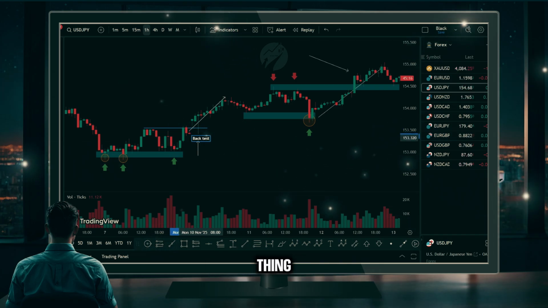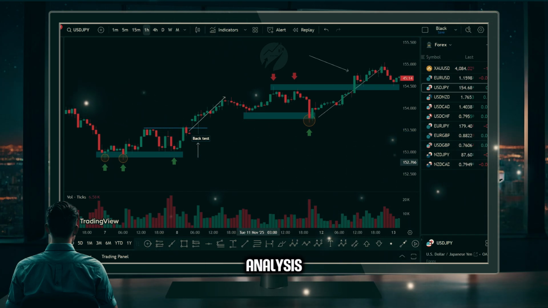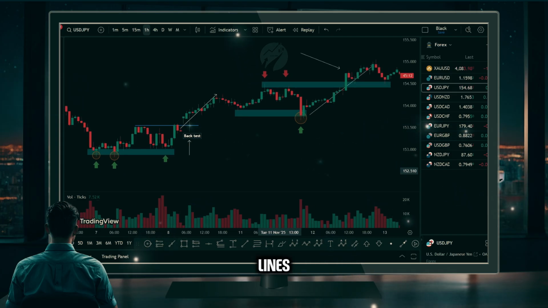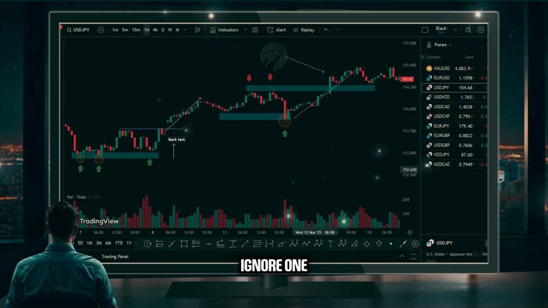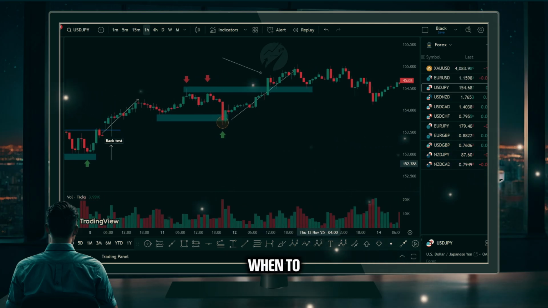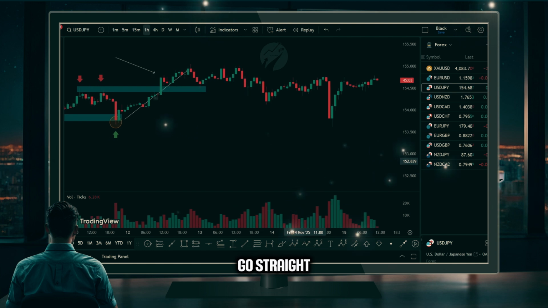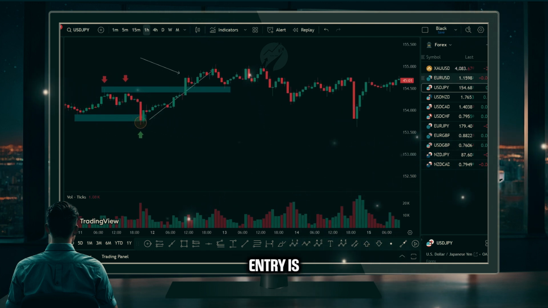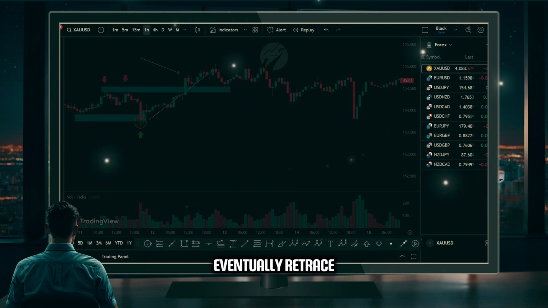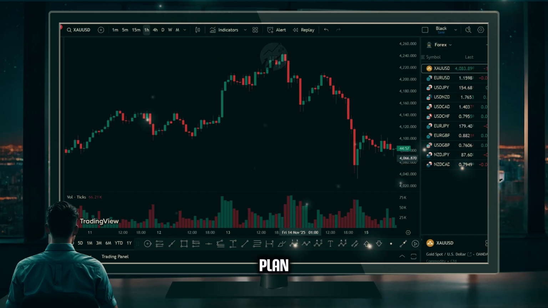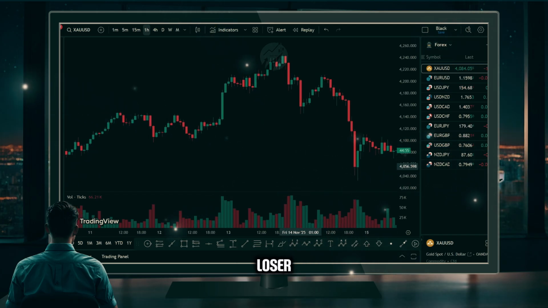Another interesting thing, most traders love technical analysis. They love drawing trend lines, finding entries, but they ignore one of the most important things: when to take profit. Price always moves in waves. Trends never go straight. So no matter how perfect your entry is, price will eventually retrace. Without a take profit plan, you may turn from winner to loser simply because you refuse to close the trade.